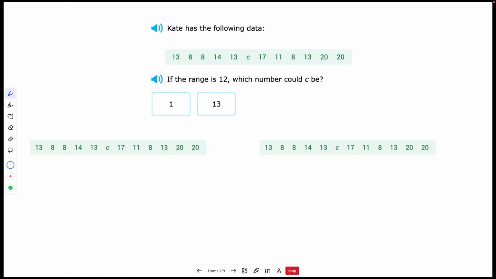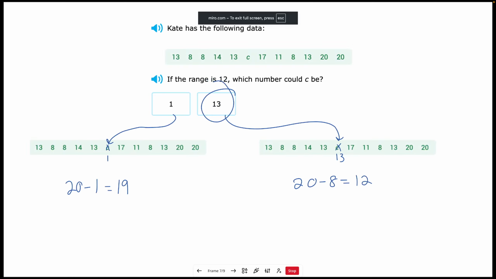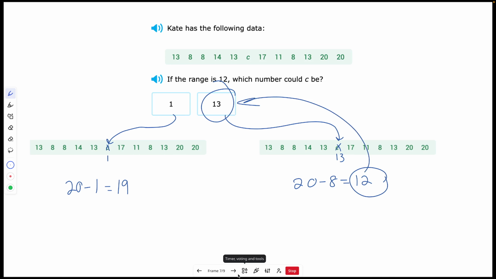All right, this one is now asking for the range. And so here is the range calculated with both values, and we wanted to get 12, which is here, so 13 was the correct number.